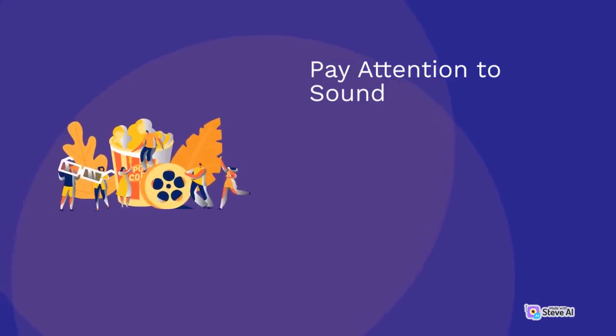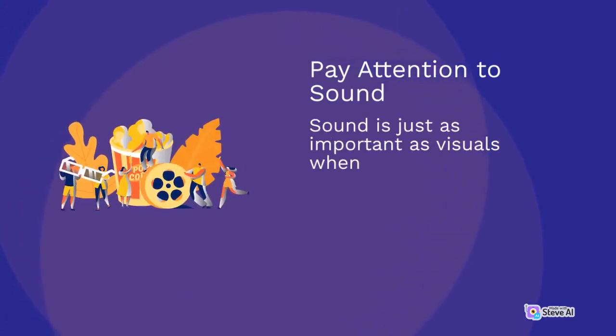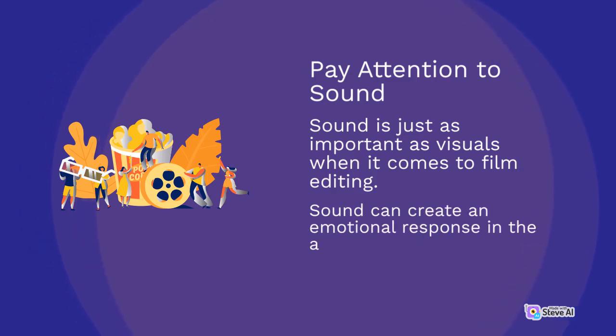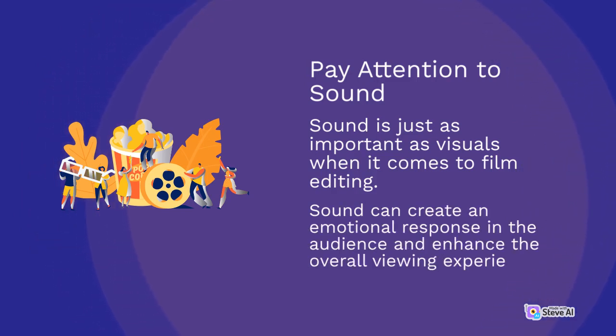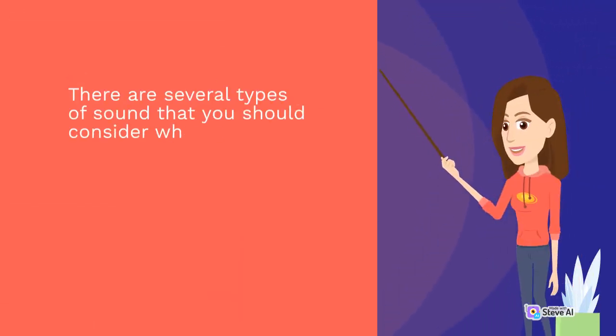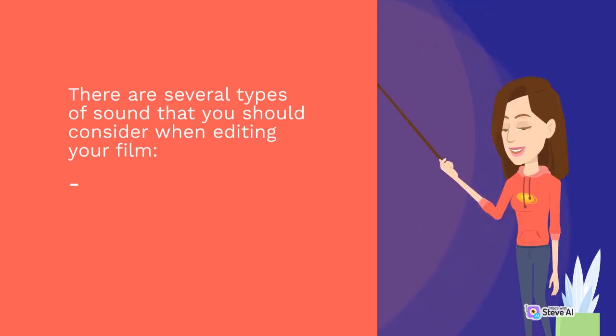Pay attention to sound. Sound is just as important as visuals when it comes to film editing. Sound can create an emotional response in the audience and enhance the overall viewing experience. There are several types of sound that you should consider when editing your film.